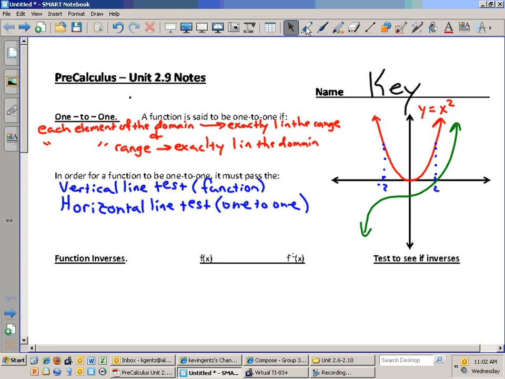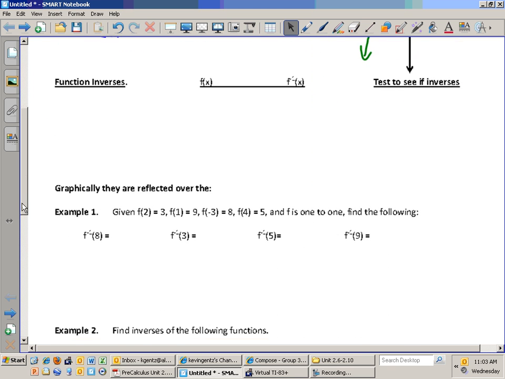On the green, it would come really close to flattening out and then go back up. So good question. Okay, any questions on one-to-one? Going once, twice, thrice. Okay, well, let's talk about inverses then.